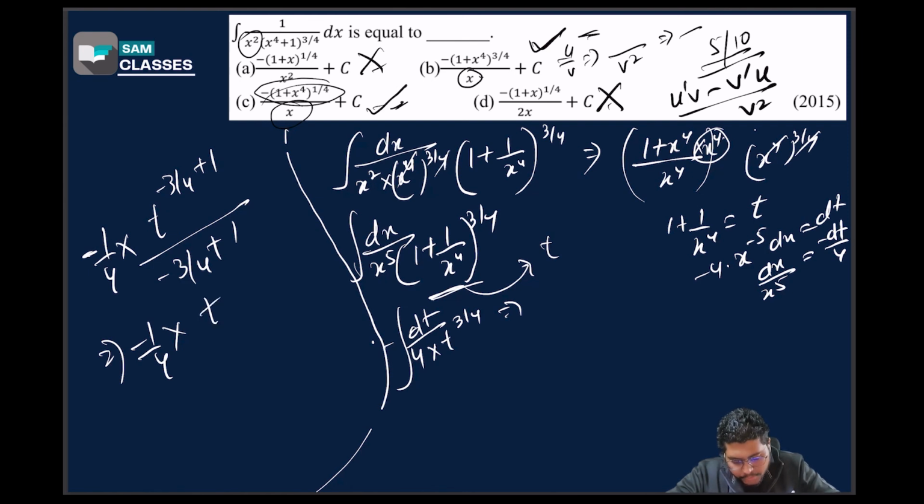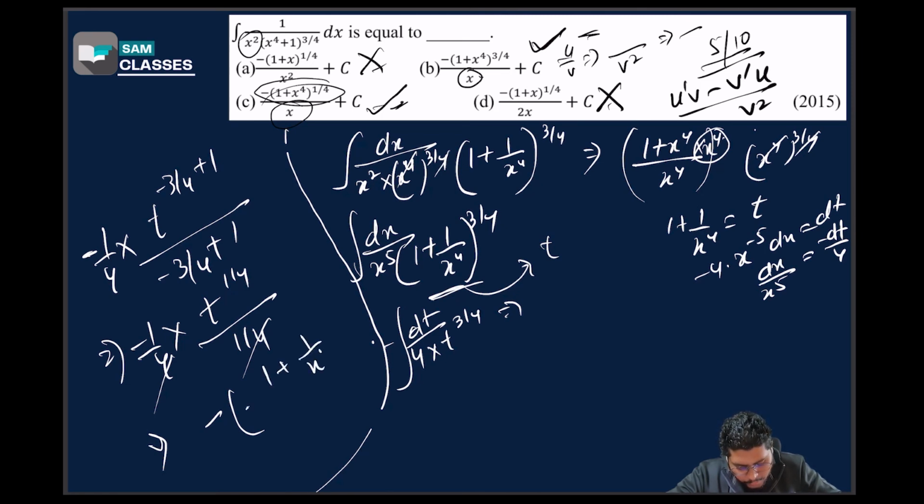Okay. So t power 1 by 4 divided by 1 by 4. Correct. So this 4 and this 4 gone. So minus t power 1 by 4. T power 1 by 4, what is t? It is 1 by 1 plus 1 by x power 4, whole power 1 by 4.